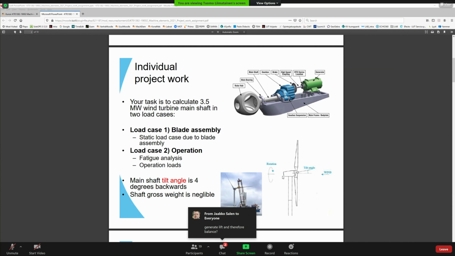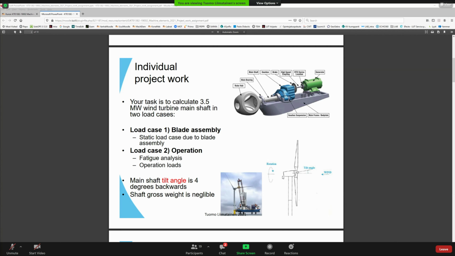That's a good guess, but not primarily due to that. Is the actual reason the weight of the blades? Sorry? Because of the weights of the blades or something? Yes. You guessed well. It's because of the blades.